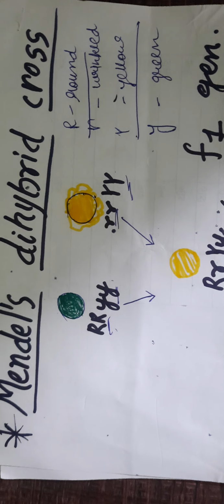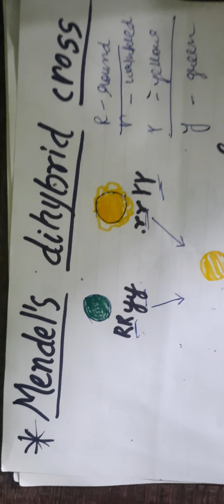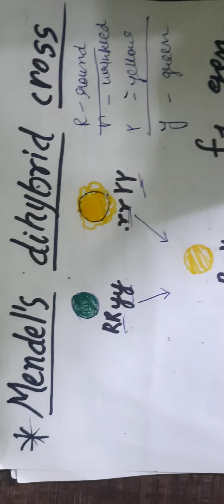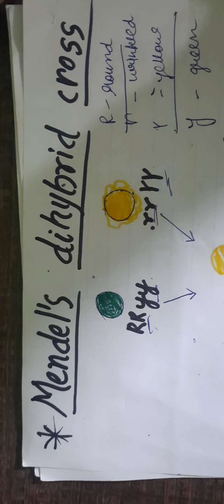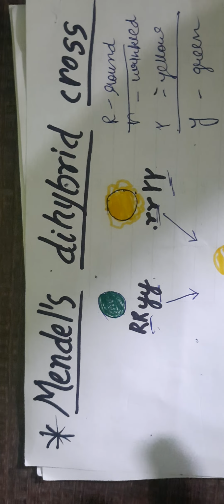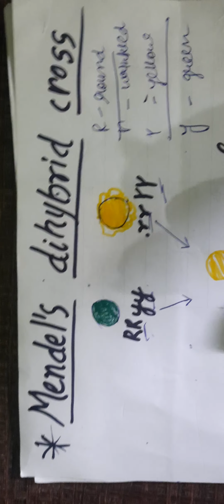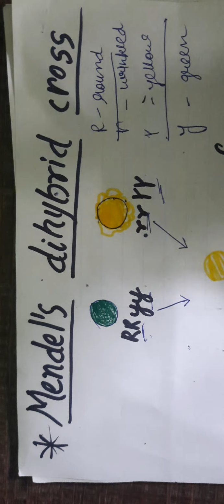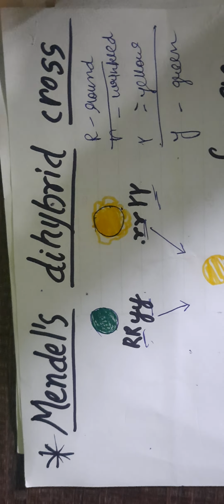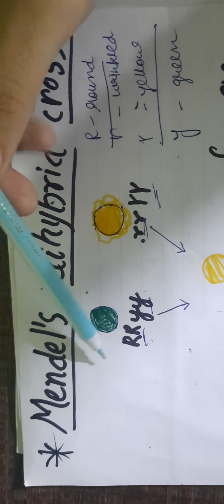Now when Mendel crossed these 2 progeny, the round green and wrinkled yellow progeny, the progeny obtained was this, that is round yellow. Let me make it clear. Here both of these are capital R, so the seed will be round.